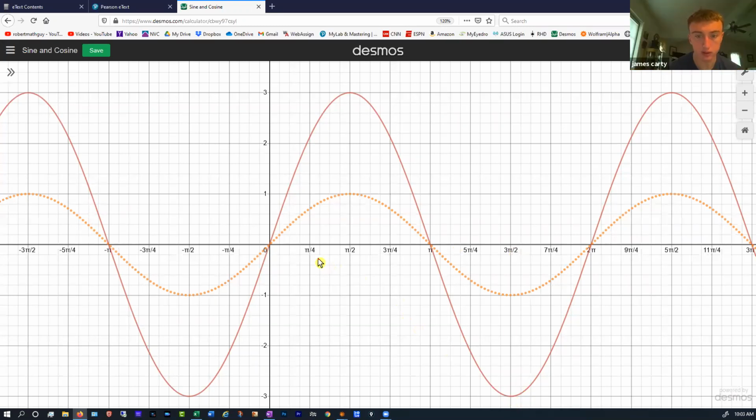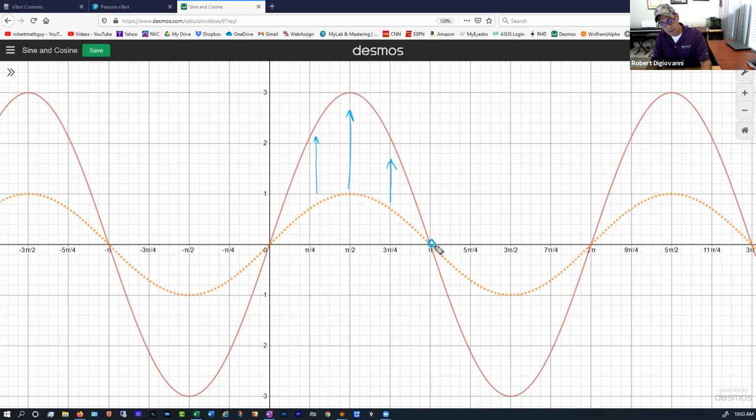Okay, so what I've graphed here for you, the dotted one is the original sine function. That's what sine of x looks like. The red one is 3 sine of x. And so do you see that everything got stretched out? All the points got pulled up.